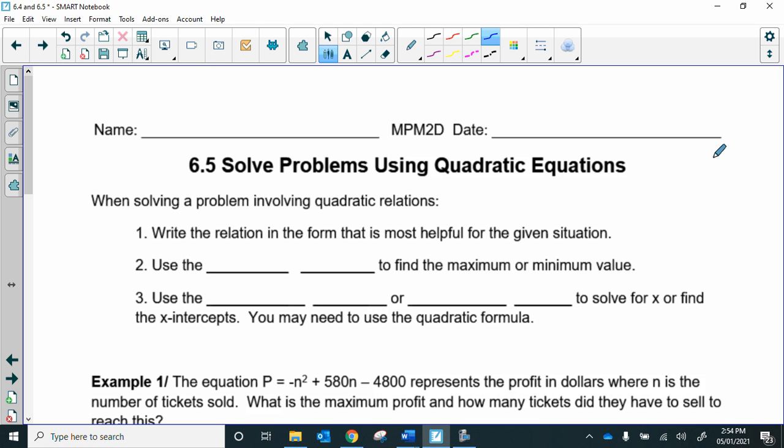So when solving a word problem involving quadratic relations, it's important that, number one, we write the relation in the form that's most helpful for the given situation. There's a few situations that word problems tend to ask us. Either they're asking us to solve for x, they're asking us for the max or min, they're asking us for when something hit the ground, so they want the x-intercepts, or they're asking us for the initial value of something.